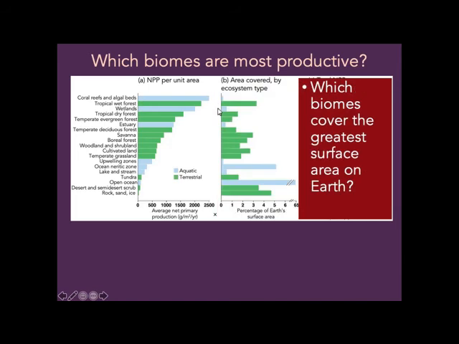All right. So which biome covers the greatest surface area on Earth? It's the open ocean. It's so long. Look, it goes all the way off the end of the chart. Yeah. Couldn't even fit it all in here. They had to splice the x-axis and make it go all the way to 65.